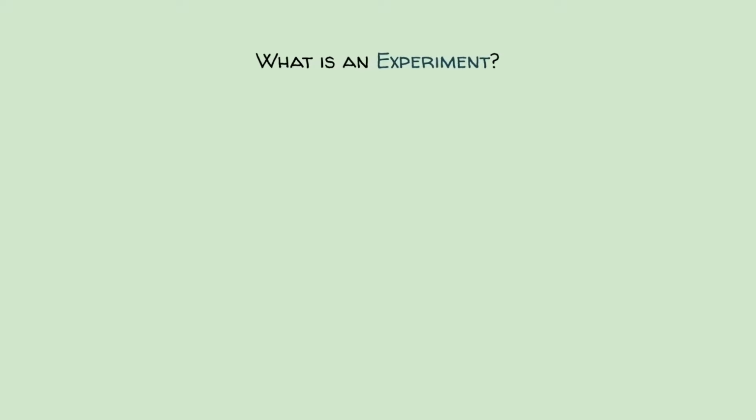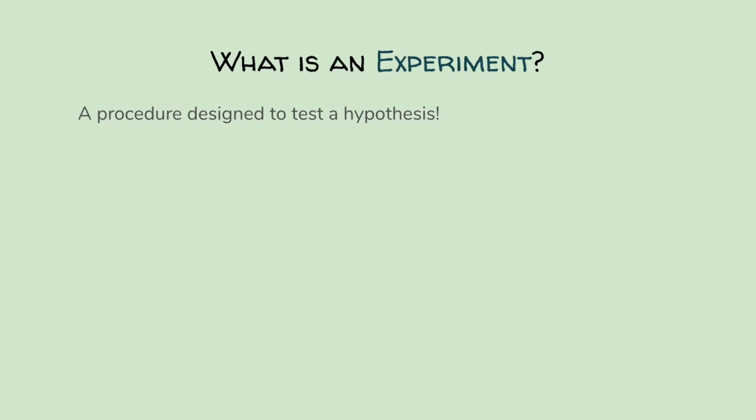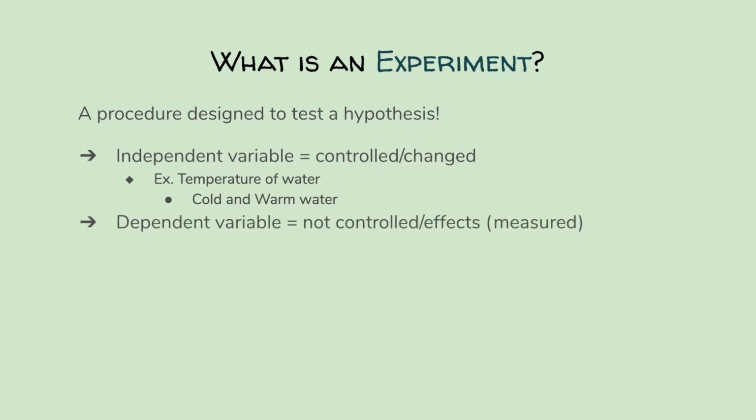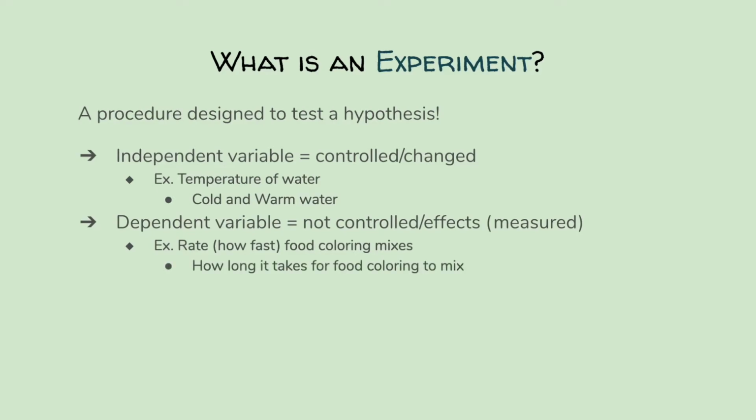So now, what is an experiment? Well, in an experiment, we need to have an independent variable. That is what we're changing, what we're controlling. For example, in this case, we're testing temperature of water. So we'll have cold and warm water. Then we'll have a dependent variable, which are the measured effects of what we changed and how it affected the outcome. So here we're seeing how fast food coloring mixed in, or how long it took for the food coloring to mix.